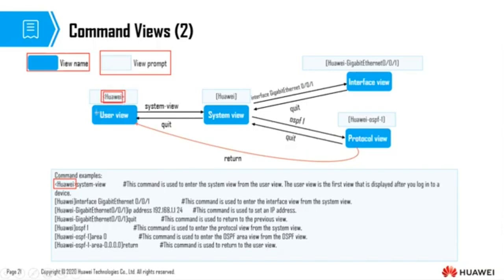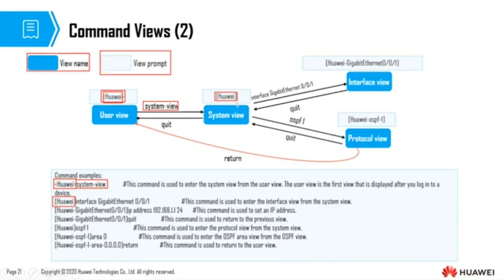Now, to move from user view to system view, you use the command system-view. You type the command system-view, and when you press enter, it moves you to the system view. How do you know that you're in system view? The device name is now enclosed in square brackets and not the angle brackets as before. So you can see here, we are really in system view.